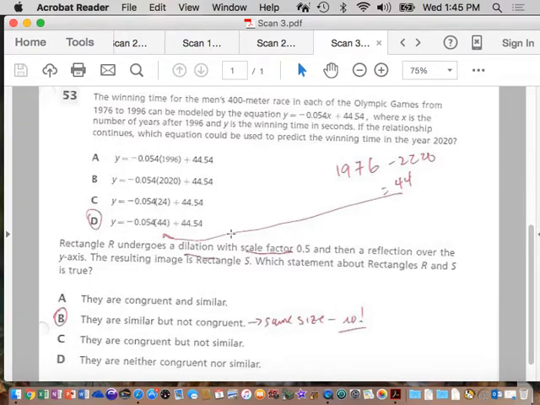Okay? And the next one talks about similar or congruent. Congruent means same size. If you have a dilation, dilation changes size. So it can't be the one where they're congruent. It has to be different size. All right, next up.